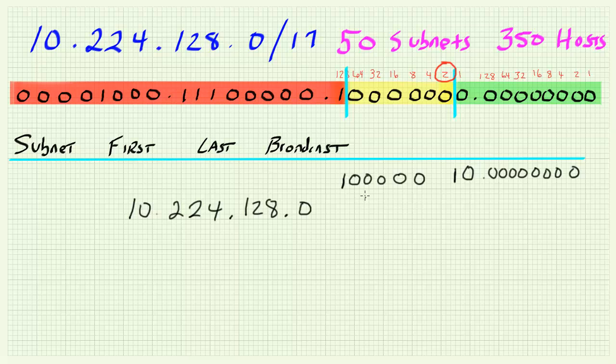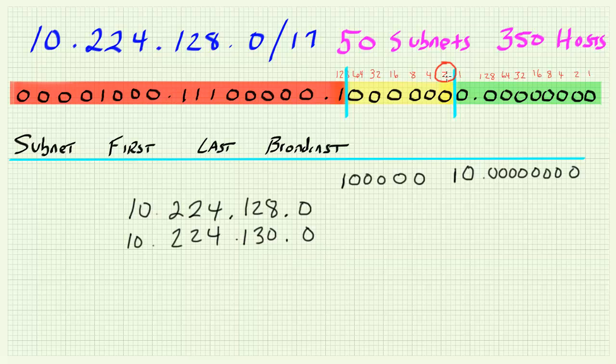So what's that going to be if we convert that to decimal? Third octet, that's going to be 128 plus 2 is 130. All of these host bits are 0, so we'll do .0 here. And then 10.224, that never changes, so we just write that down there.